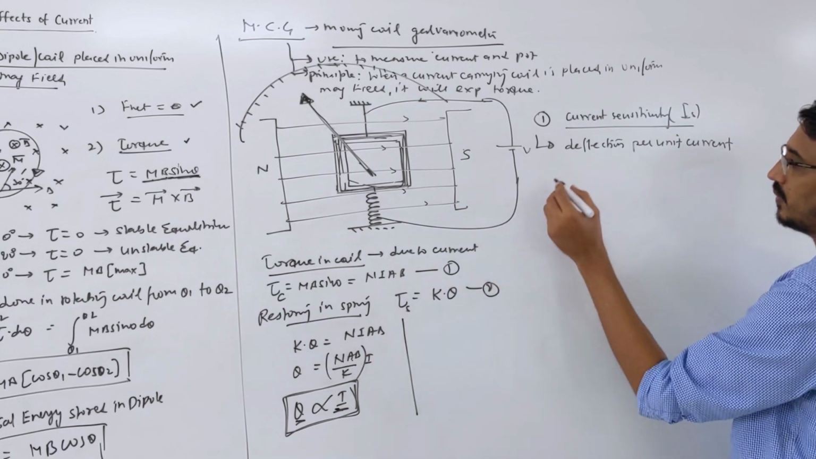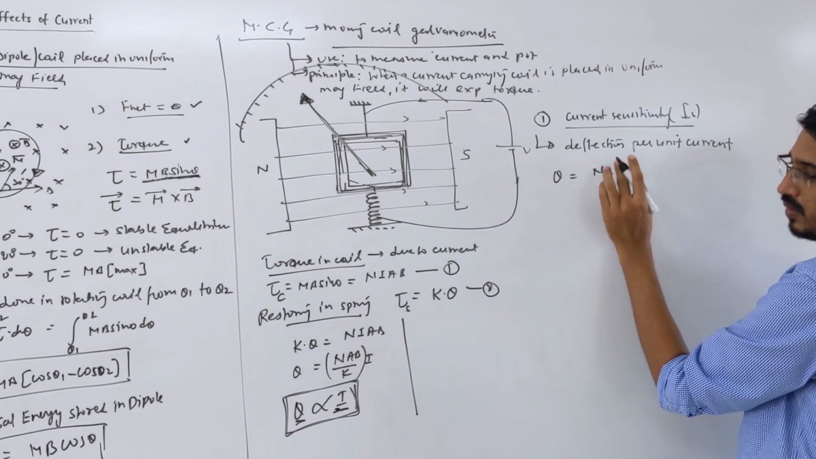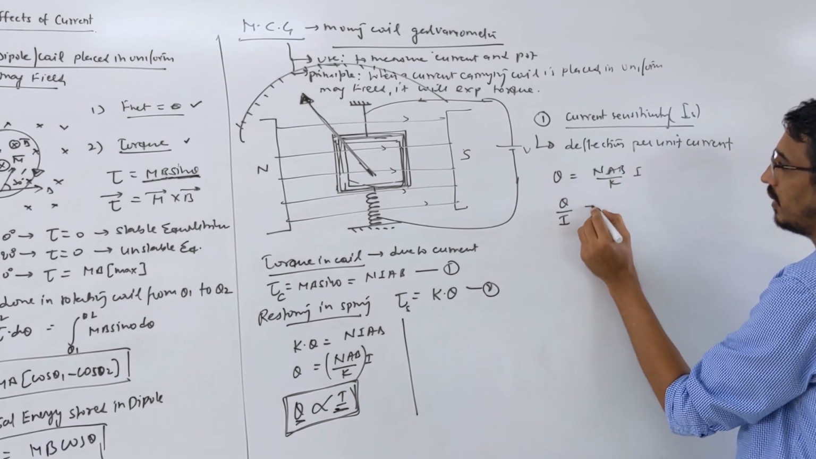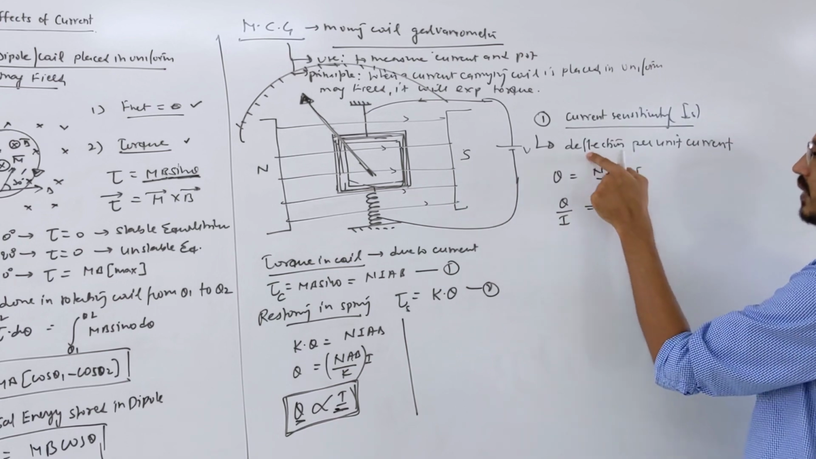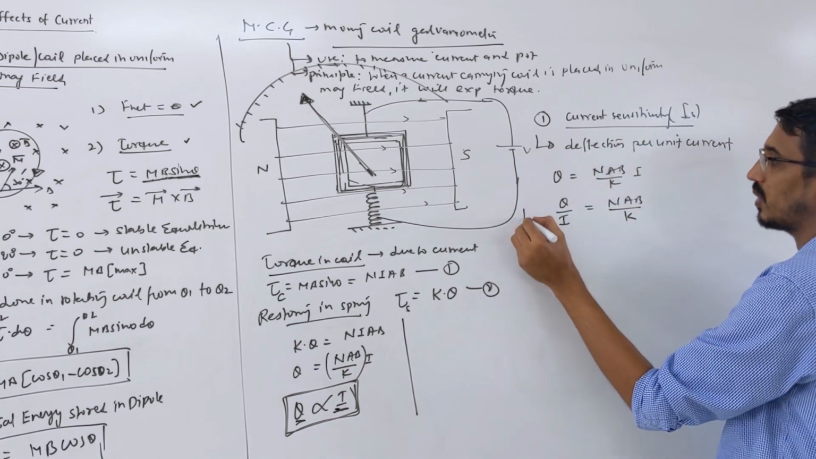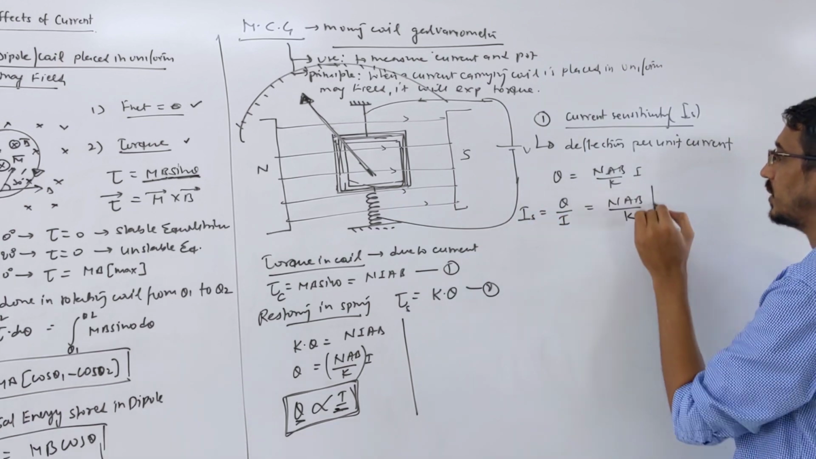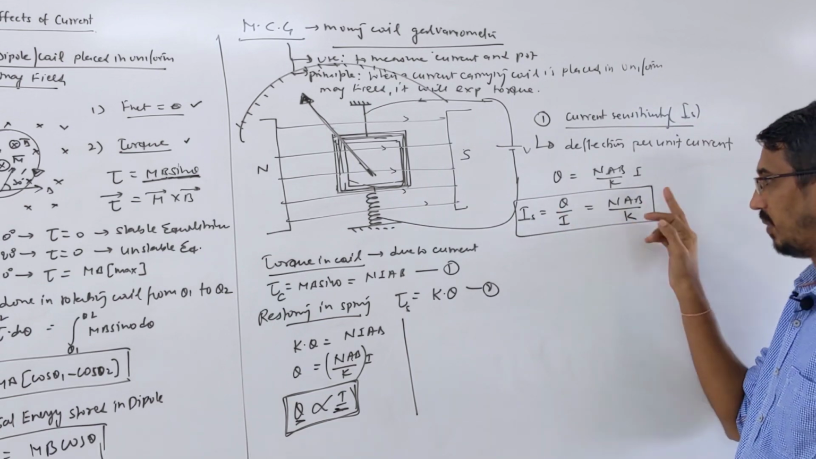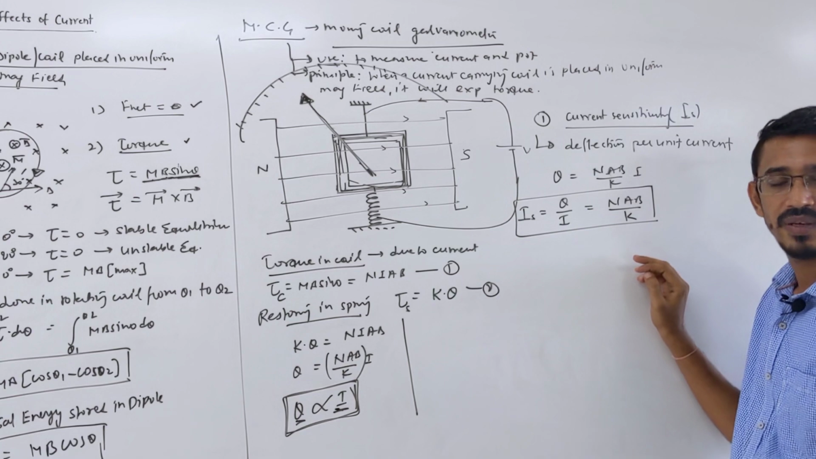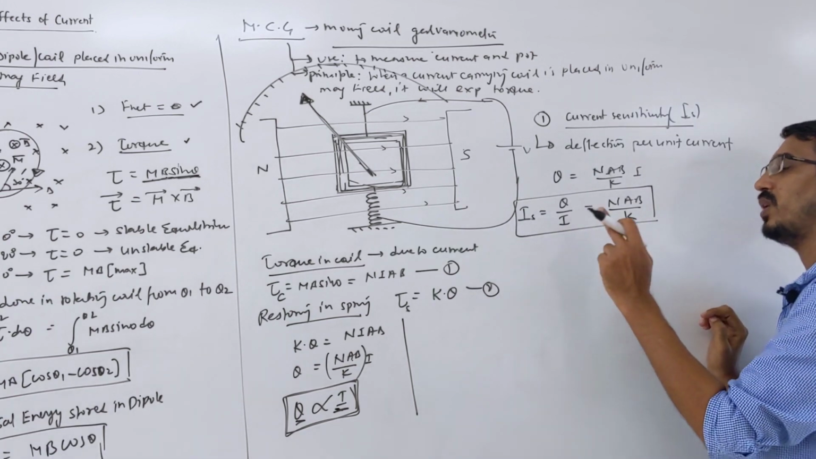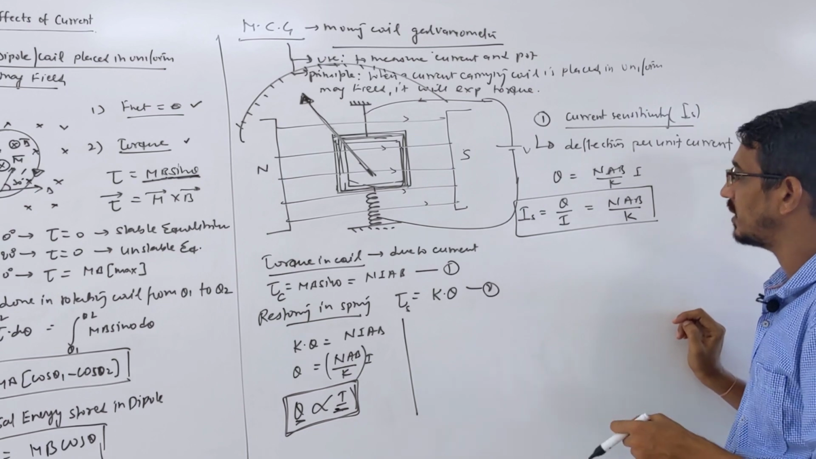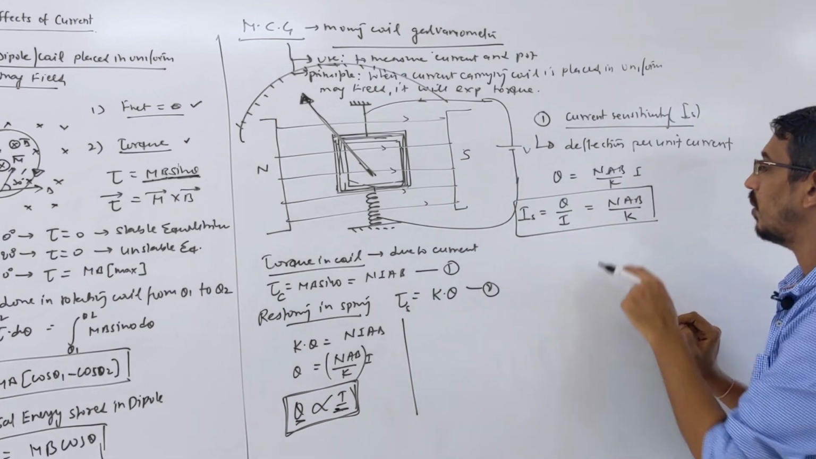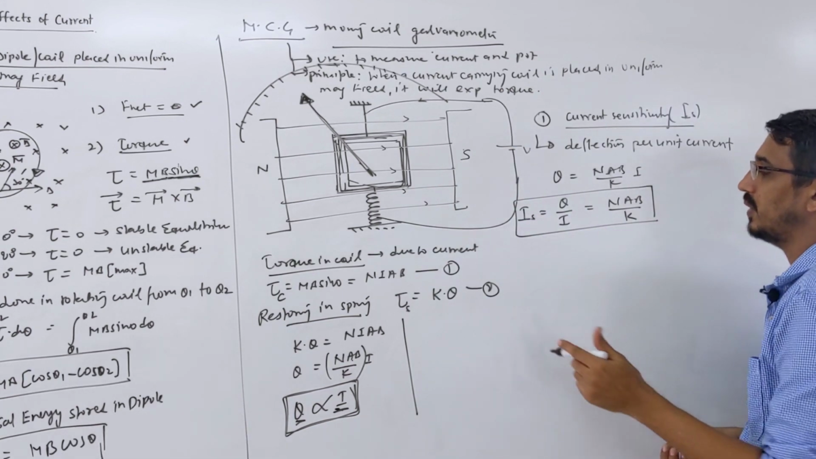So look at this formula. Theta is equal to NAB by K into I. This I you bring down: theta by I is equal to NAB by K. So deflection per unit current means theta by I. This is called your current sensitivity IS. So the formula for current sensitivity is theta by I, or you can write NAB by K also. Only once in our exam this question was asked: how to increase the current sensitivity. You can increase these three things: number of turns, area, and magnetic field, or you can decrease K, correct?